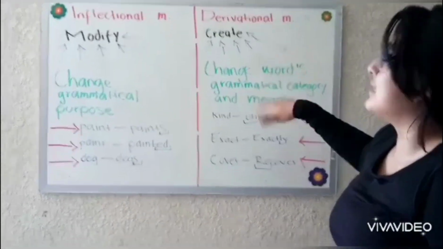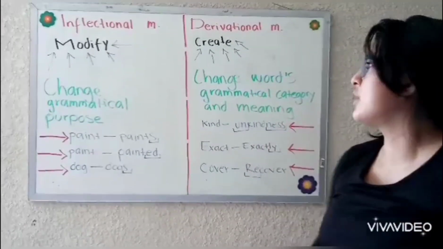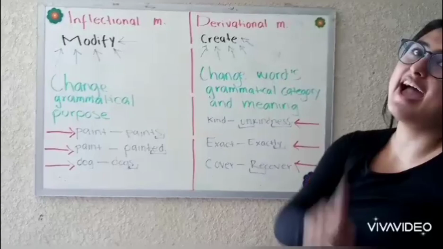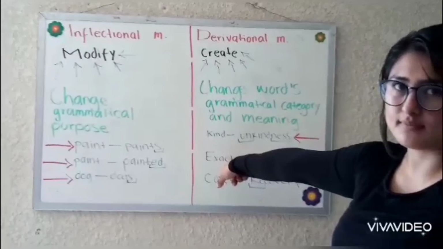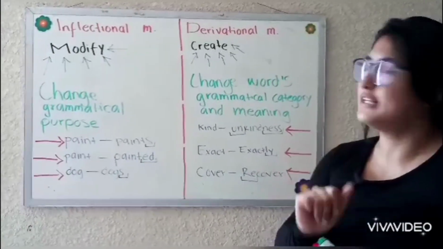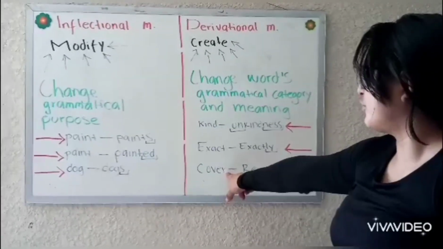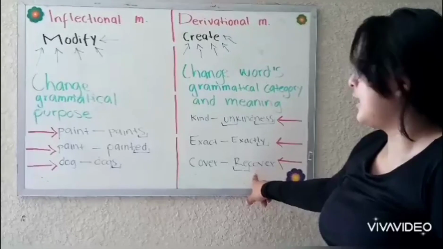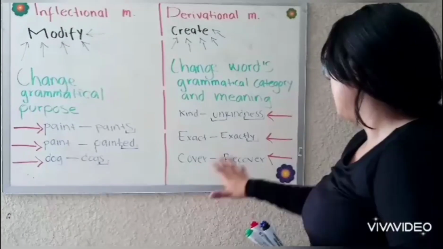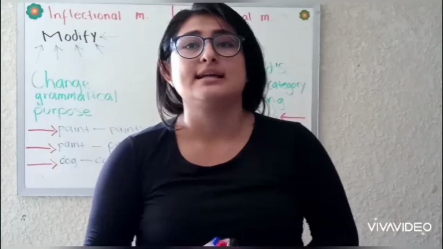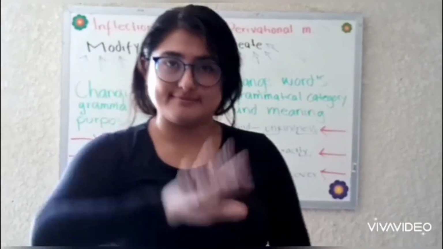And here in derivational, they create new words by changing the grammatical category and the meaning of a word. For example, kind is an adjective, but unkindness is a noun. Exact is an adjective, and exactly is an adverb by adding the ly. Cover is a verb, and recover is not the same. It's to get something back. Now that you know, we can keep going by explaining the 5 processes of word formation from derivational morphemes.